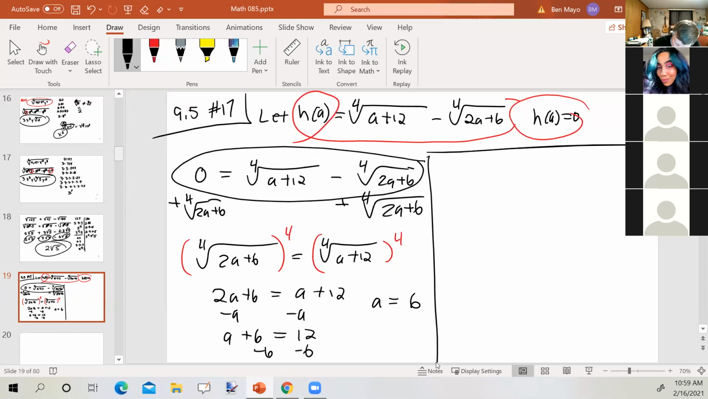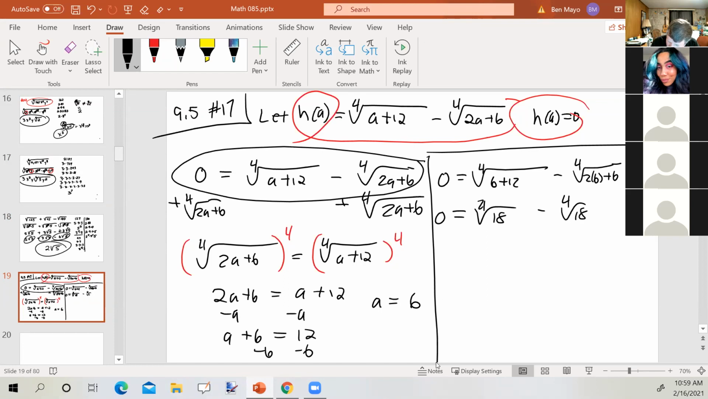We'd have 0 equals the 4th root of 6 plus 12 minus the 4th root of 2 times 6 plus 6. 0 equals the 4th root of 18 minus the 4th root of 18. Well, wouldn't the 4th root of 18 be equal to the 4th root of 18? So these are going to cancel. 0 equals 0. So the answer would be 6, and it is not extraneous. It says if it's extraneous, so indicate. So you'd say not extraneous, and a equals 6. All righty.